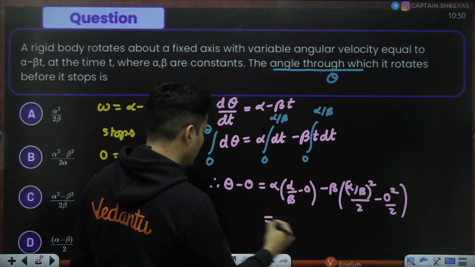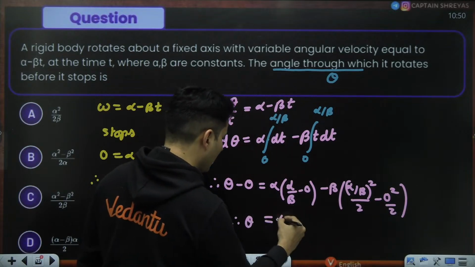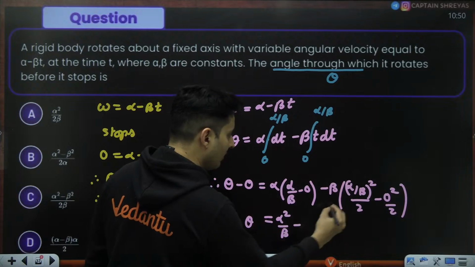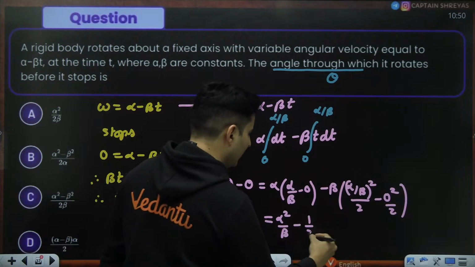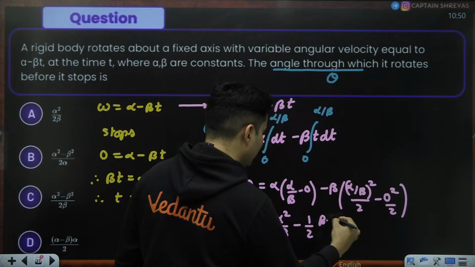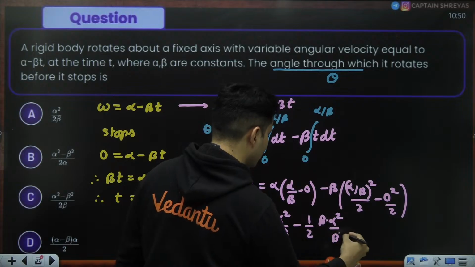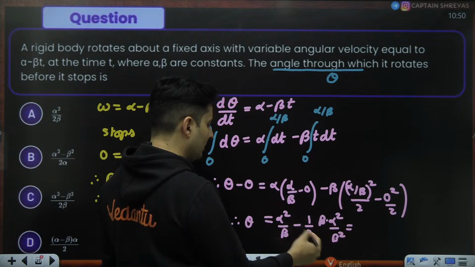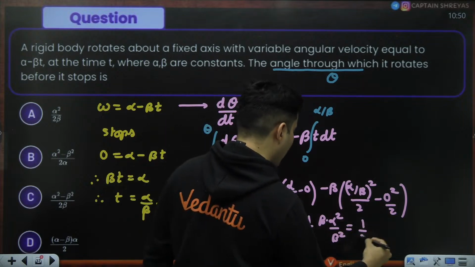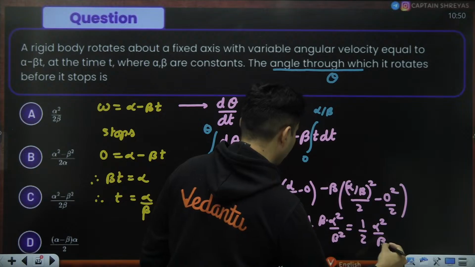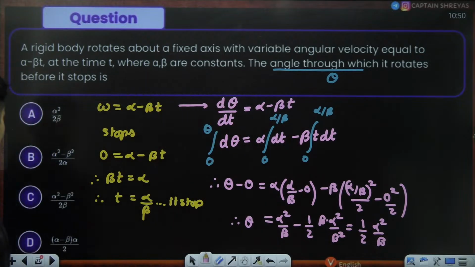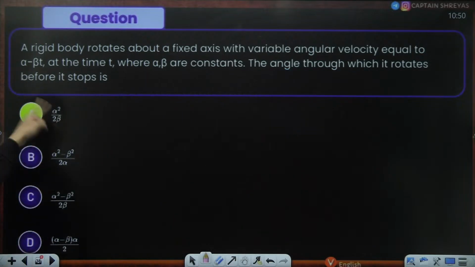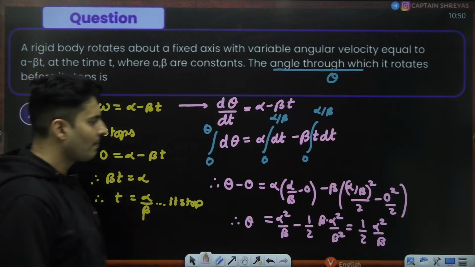Okay, perfecto. So therefore theta will be equal to alpha square by beta minus 1 by 2. This will be beta into alpha square by beta square. So this will be alpha square by beta only. So 1 minus half is half. So it will be half alpha square by beta. So the answer is half alpha square by beta, which is option A. That's it. That is the answer.